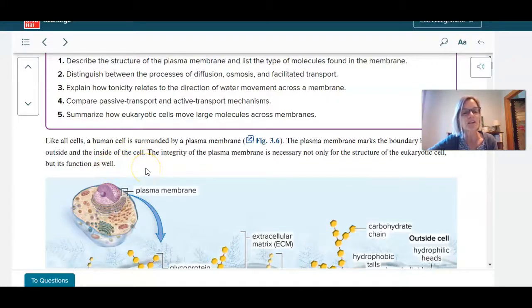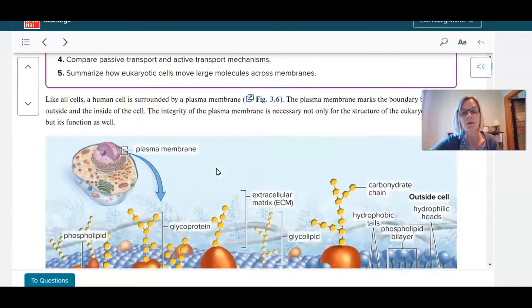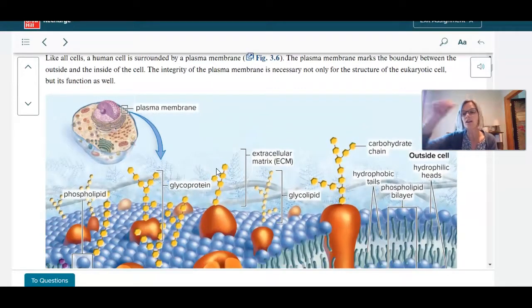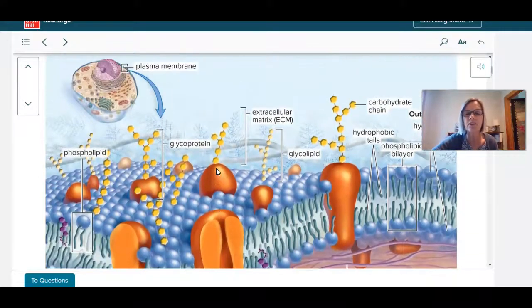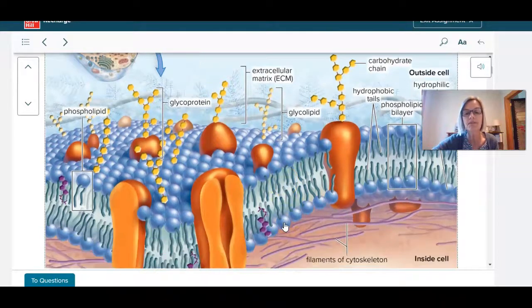But it says, like all cells, a human cell is surrounded by a plasma membrane. The membrane's a boundary between the inside and the outside. And when we were talking about organic molecules, we were saying that lipids are not soluble in water. So if you have a cell that's surrounded by a solution containing water, and it has solutions containing water outside of it and inside of the cell, it makes sense that most of the cell membrane, or the outside boundary of the cell, would be made of lipid.